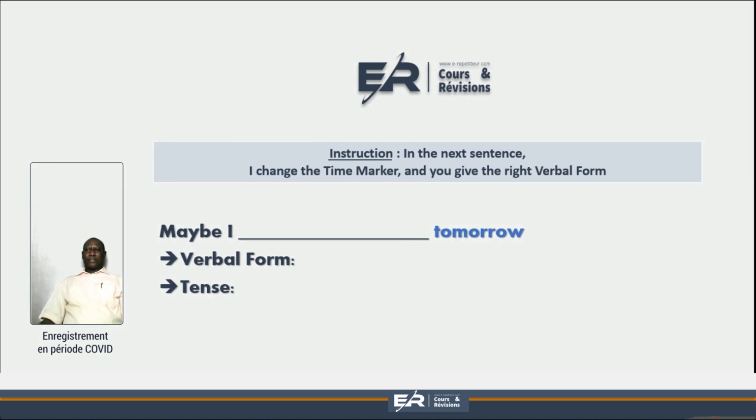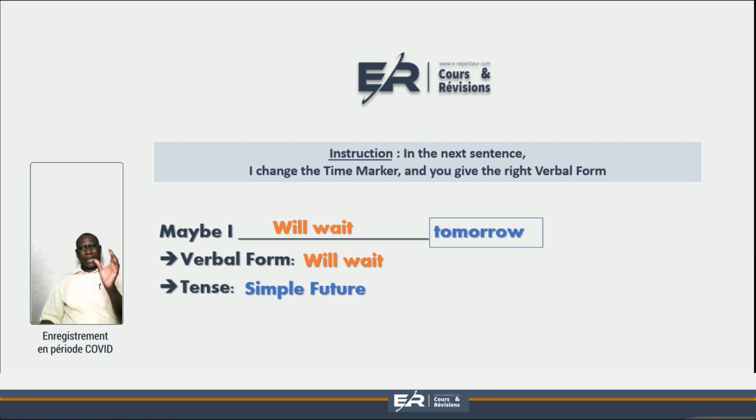This is another sentence. It may be, I blank tomorrow. Tomorrow is a time marker. With tomorrow we have a tense. You all know it. Very easy. So tomorrow, maybe I will wait for the bus tomorrow. I will wait. Which tense is it? The simple future. Very easy. It's just a matter of paying attention to the time marker you have.